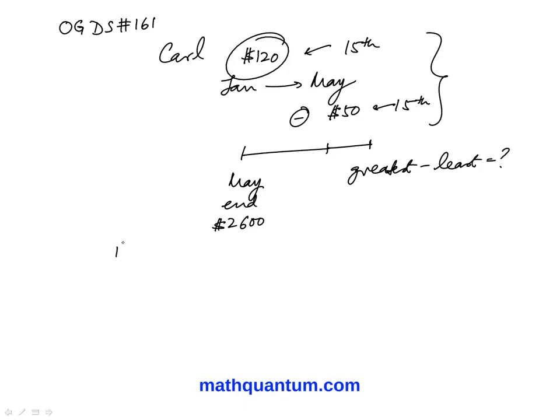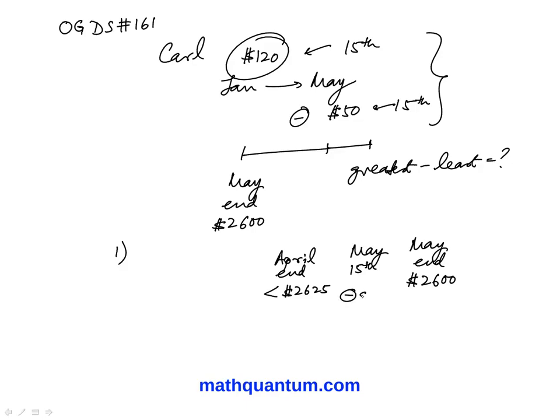So if we look at statement 1, it says the closing balance for April was less than $2,625. So April end was less than $2,625. And we know that some transaction happened on May 15th, and we need to figure out whether that was a deposit or a withdrawal. But we know that May end, the balance was $2,600. So we have two options here.